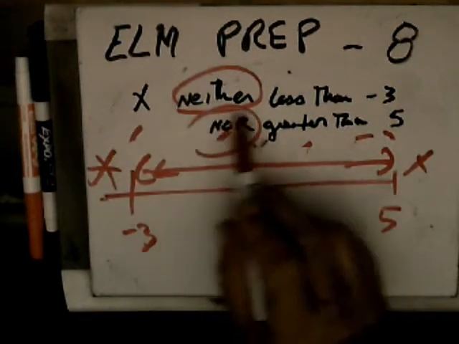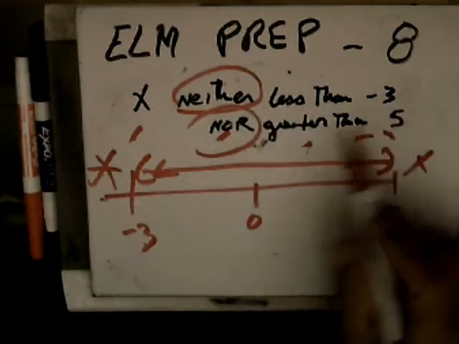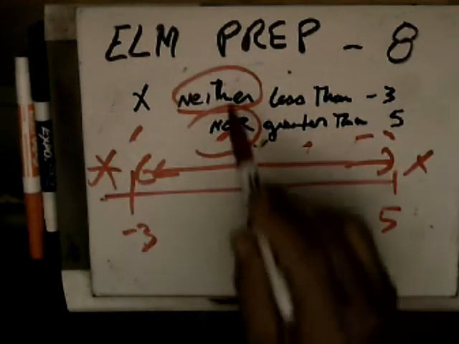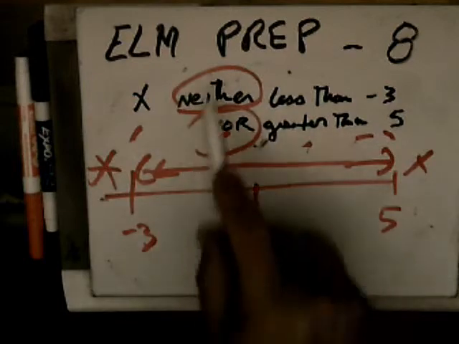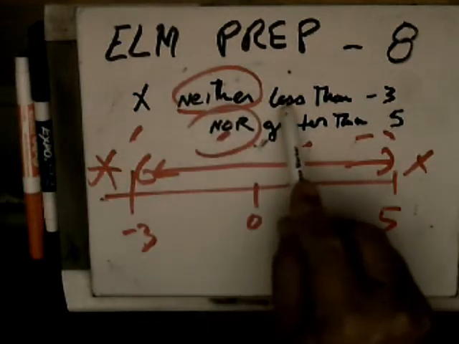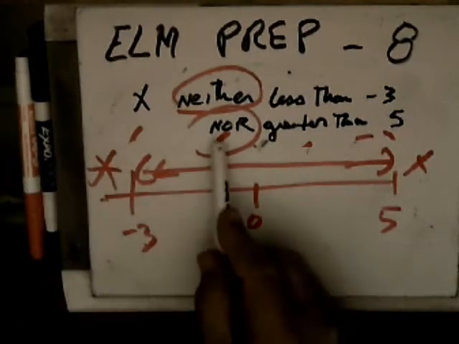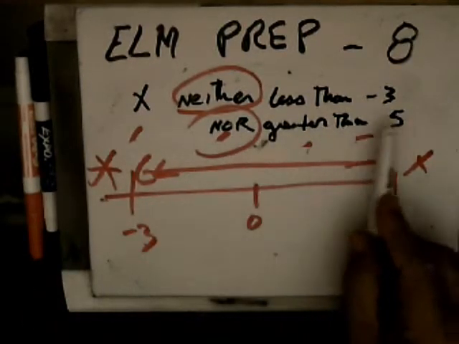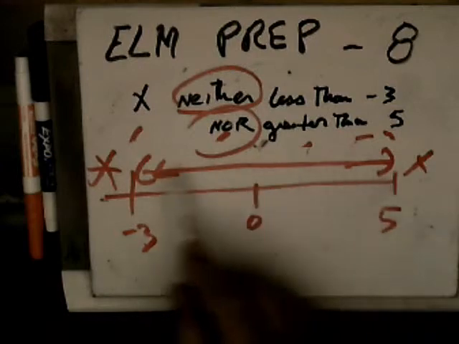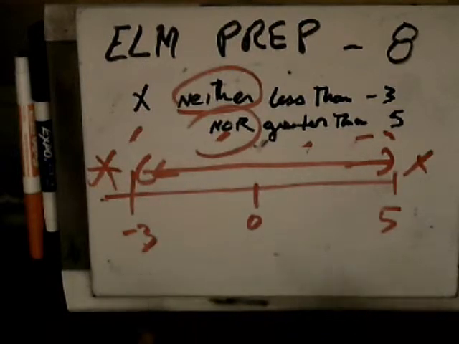So don't let the x neither less than this nor greater than this, don't let the neither nor throw you. They're both interpreted as not less than this. So if it's not less than it, everything below is out. Nor greater than, it's not greater than 5, so everything above is out. So the only thing included is the values between those.